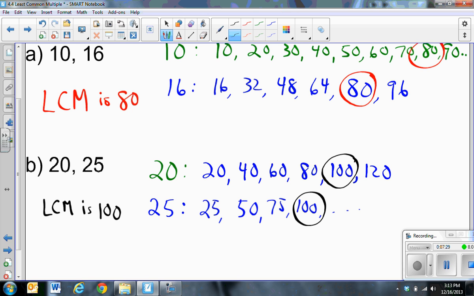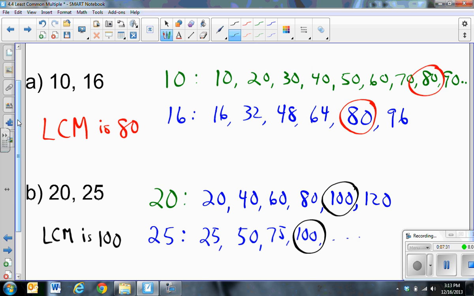Okay? A trick to finding the least common multiple would be to only deal with the bigger number and double it, triple it, quadruple it, and so on until you find the number that the smaller number goes into. So for example, with 16, we've got it doubled here, tripled here, quadrupled here, multiplied by 5 here. When we finally get to 80, we recognize it's a multiple of 10. We can stop there. So 80 is our number.